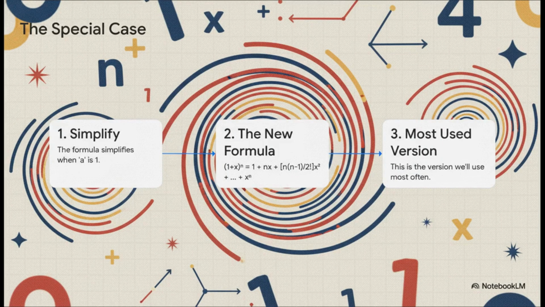Okay, now here's a pro tip. Things get way simpler when that first term a is just the number 1. I mean, think about it. 1 to the power of anything is always just 1, so a bunch of stuff in the formula just kind of disappears. This gives us a much cleaner version of the formula that is super useful, and it's the one we're going to use for most of what comes next.